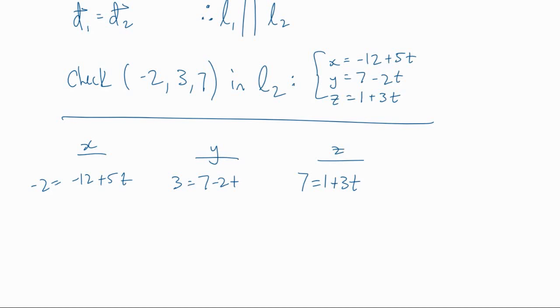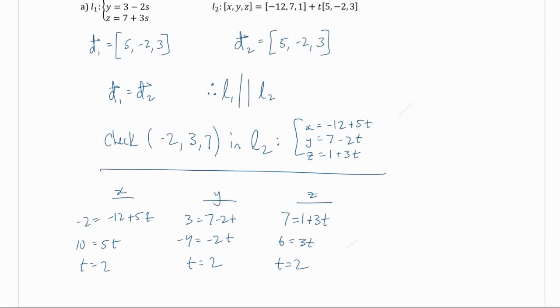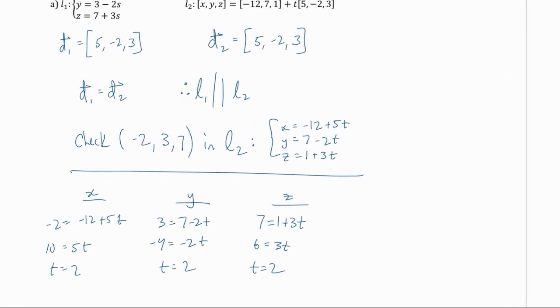I am solving this. Adding 12 to both sides, I get 10 equals 5t, so t is 2. I get -4 equals -2t, so t is 2. So far, so good. And I get 6 equals 3t, so t is 2. And we're done. That's our full solution. Now we just have to interpret it. And that interpretation is going to be huge.